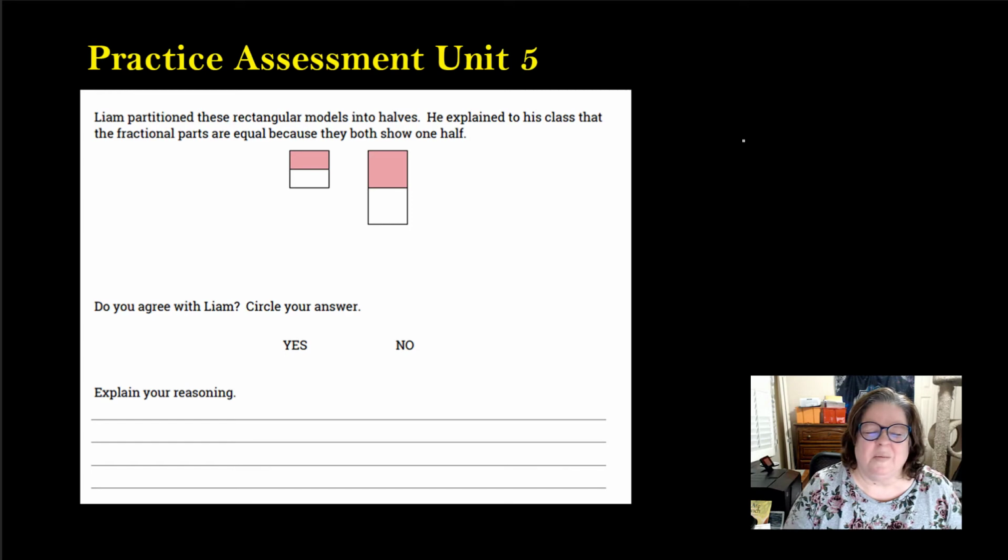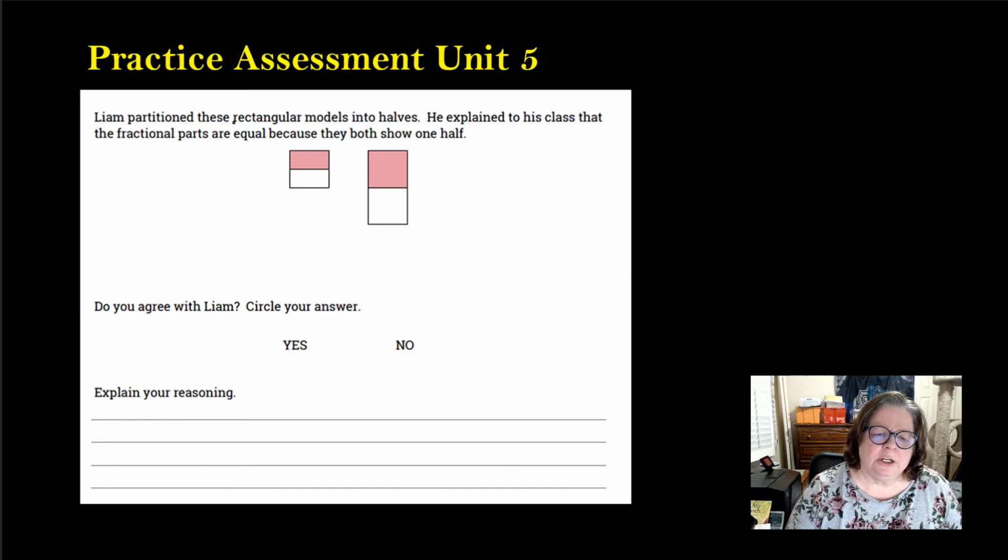It's a word problem. Don't let that scare you. Liam partitioned these rectangular models into halves. He explained to his class that the fractional parts are equal because they both show 1/2. Do you agree with Liam? Circle your answer, yes or no. Explain your reasoning.